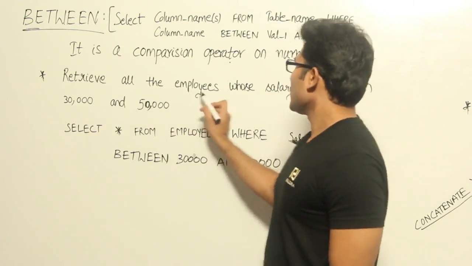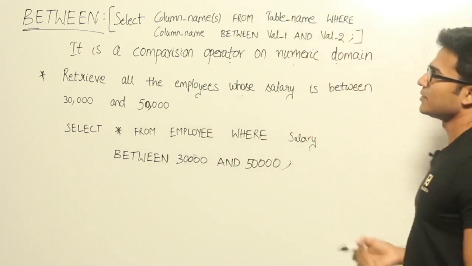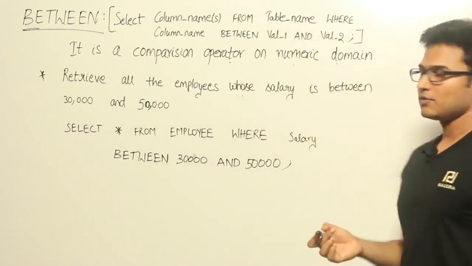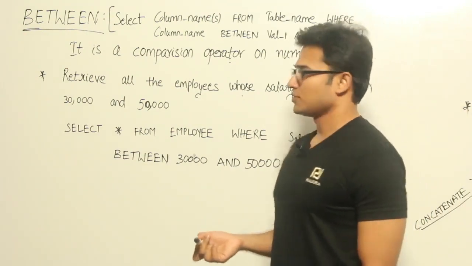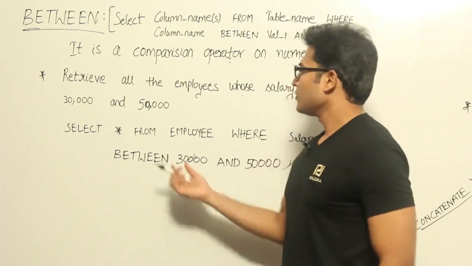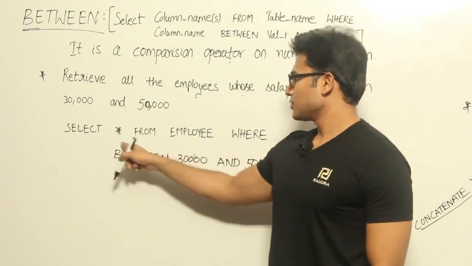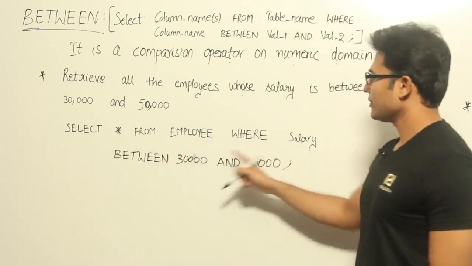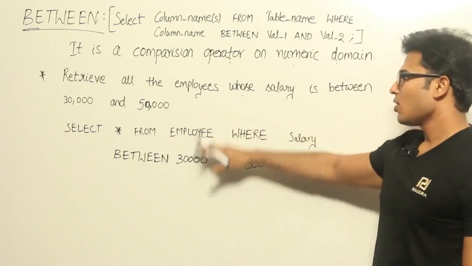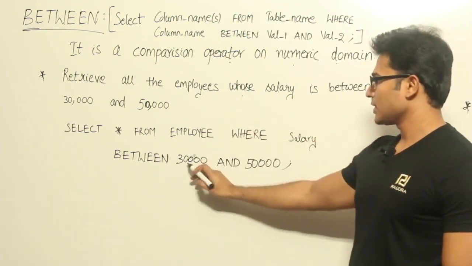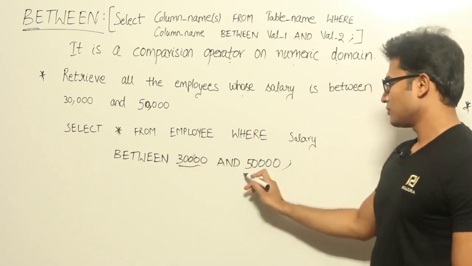Now retrieve all the employees whose salary is between 30,000 and 50,000. If you want to display everyone in the salary range between 30,000 and 50,000, then you are going to write the query like this: select star from employee where salary is between 30,000 and 50,000. Now it is going to display all the employee details of those having salary ranging between 30,000 and 50,000.